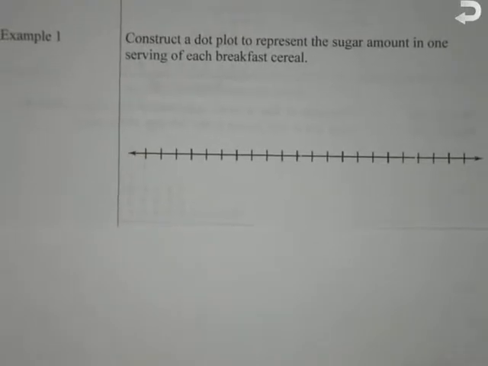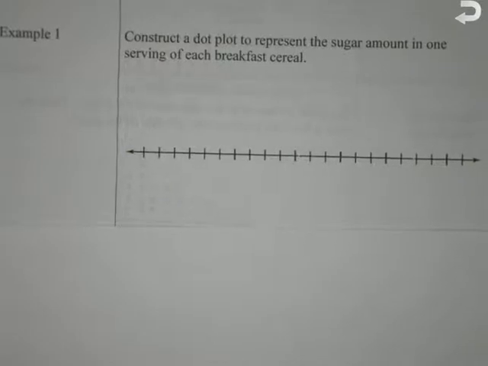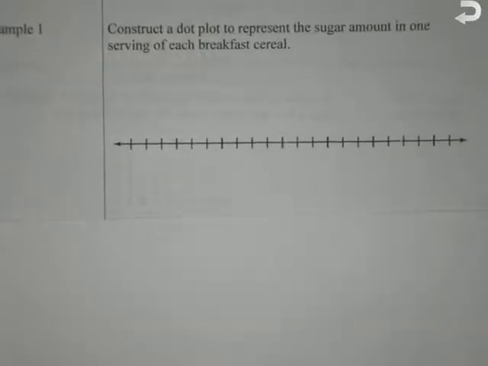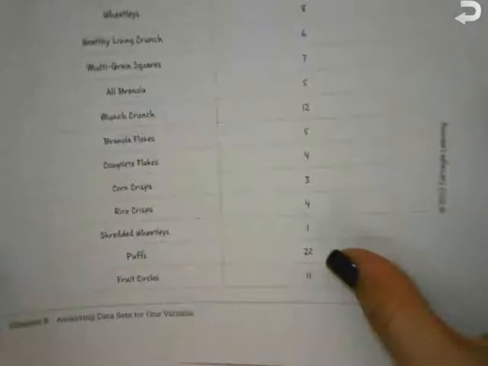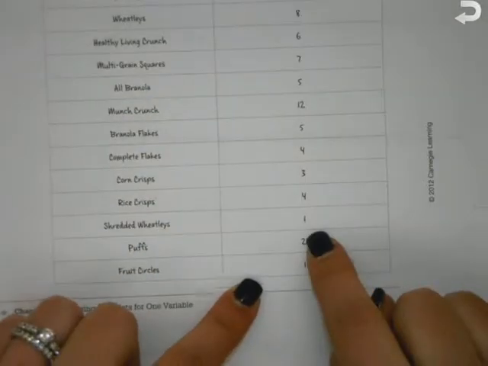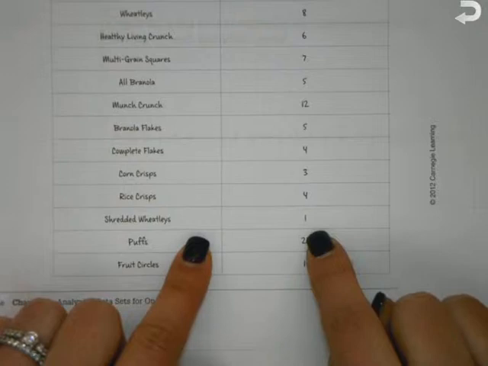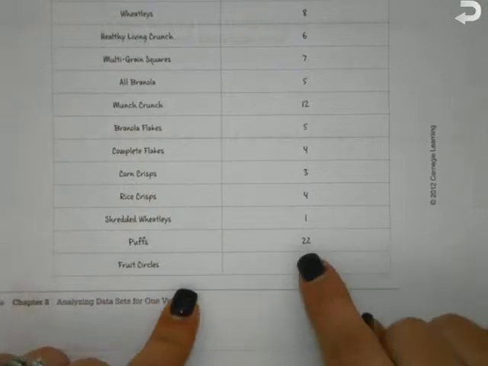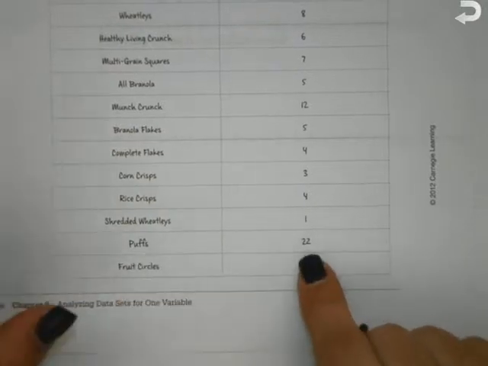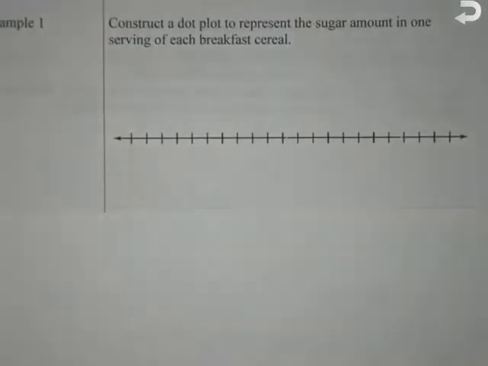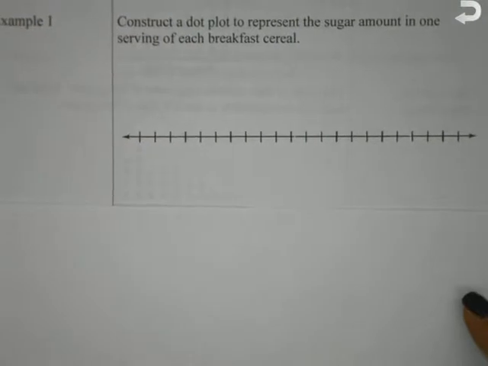My number line has 22 dashes, okay? So give it 22 dashes because we have to start with the lowest amount of sugar, which is 1 for shredded wheat leaves, and we have to make sure that we go all the way to the highest, which is 22 for puffs, okay? So make sure that there's 22 vertical lines in there for each one, but draw your number line.